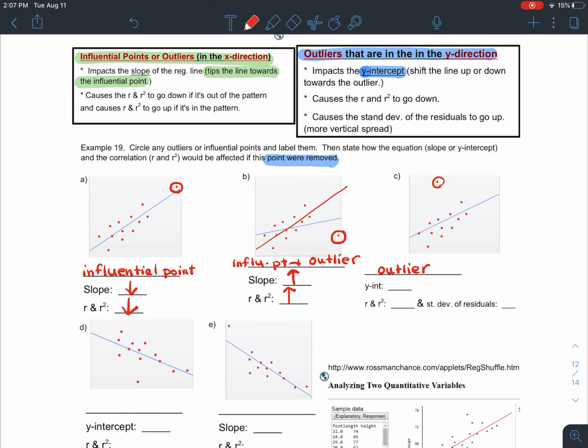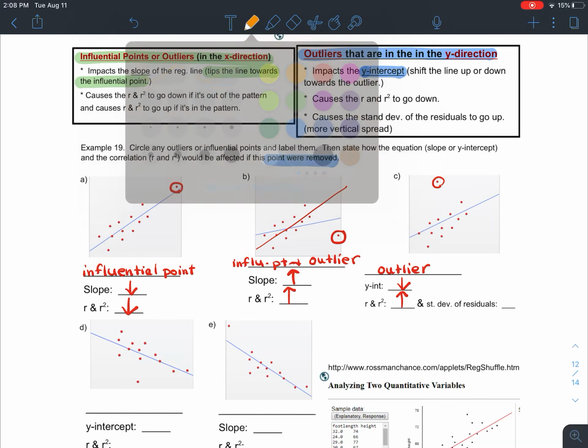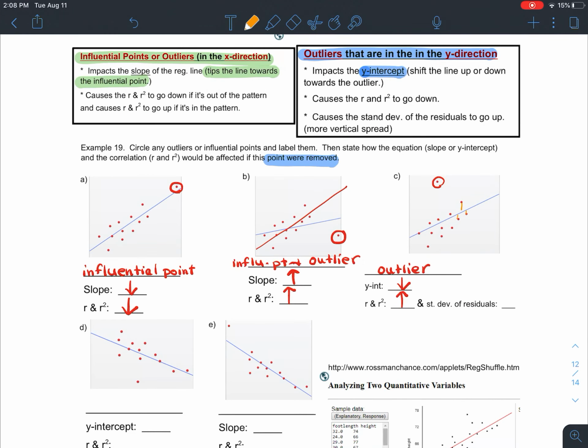Well, that point being there is pulling this line up towards it, like shifting it up. If the point's removed, I think my line's going to be shifted down somewhat, so it's going to cause the y-intercept to go down. That is definitely outside of the pattern of points, so that is weakening the correlation. With that removed, my correlation and coefficient of determination would be increased.